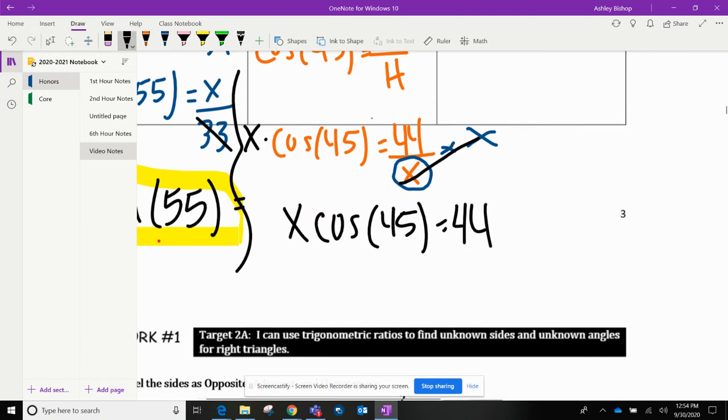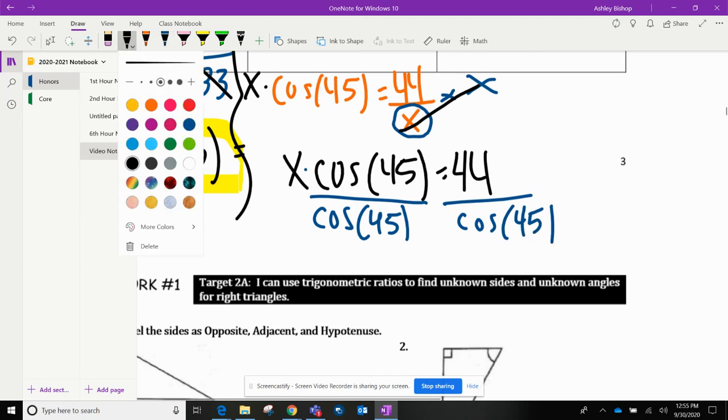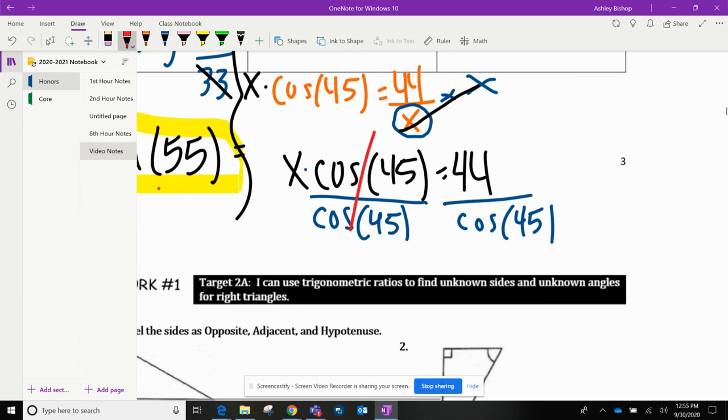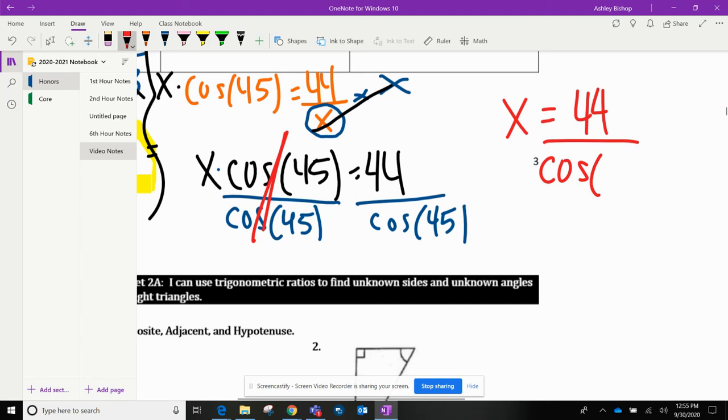This is different from my last problem because in my last problem, I had x by itself after this step, but I don't have x by itself. I have x times the cosine of 45. I need to get x by itself by dividing both sides by the cosine of 45. Some of you will skip this step all the time because it will feel weird to divide by the cosine of 45. Cosine of 45 is just a number. Cosine of 45 in your calculator is a number, so we can divide by that. So I have x now, those canceled out, is equal to 44 divided by the cosine of 45.